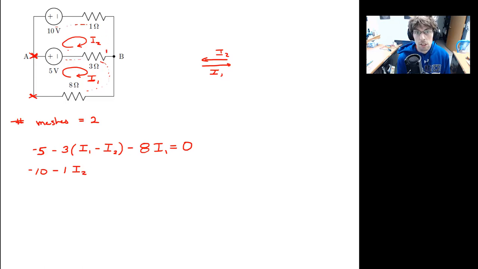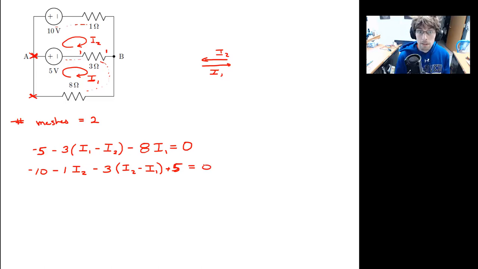I keep walking, and now I hit that shared 3 ohm resistor again. Now I have a drop, so I have 3 ohms times I2 minus I1. Remember, I'm considering I2 as being the direction that I'm walking along. So I1 is in the opposite direction of I2, hence I get that negative sign here. Keep walking. I hit that 5 volt potential, which is now not a drop, but a jump. So I'm going to put a plus here. And that whole rigmarole equals 0.